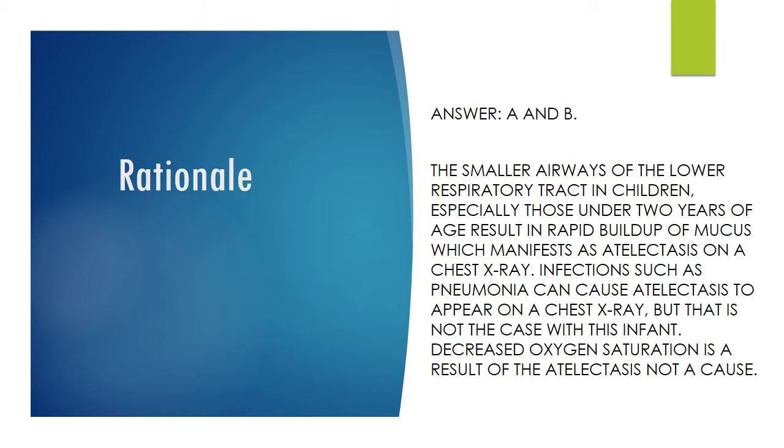The answer is A and B. The smaller airways of the lower respiratory tract in children, especially those under 2 years of age, result in rapid buildup of mucus which manifests as atelectasis on a chest X-ray. Infections such as pneumonia can cause atelectasis to appear on a chest X-ray as well, but that is not the case with this infant. Decreased oxygen saturation is a result of atelectasis, not a cause.